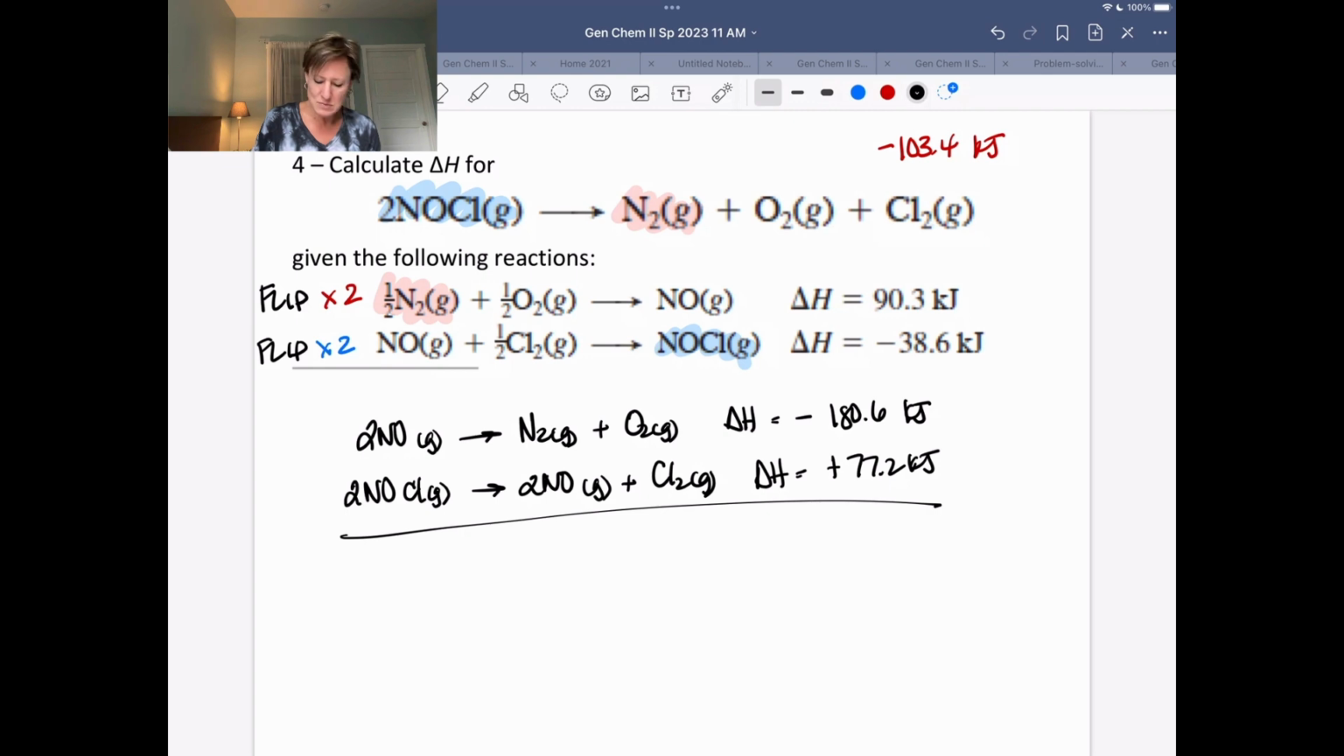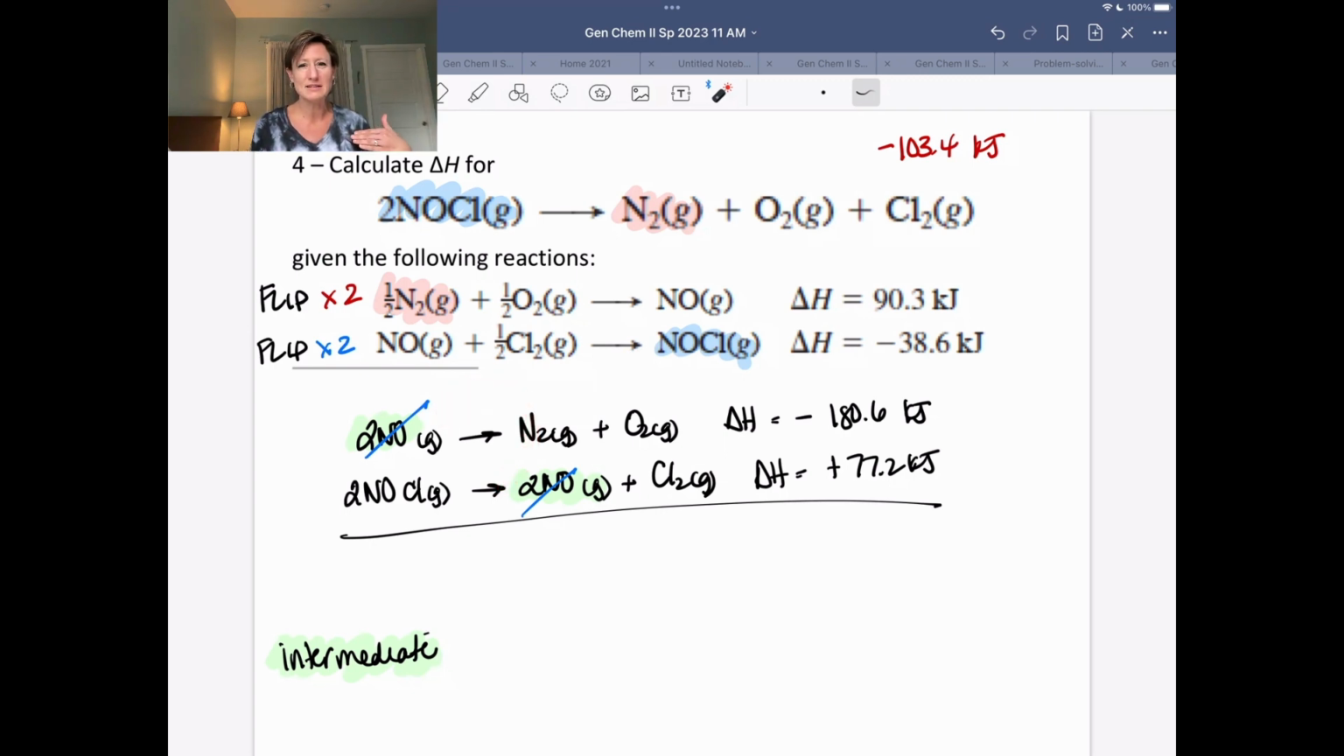Okay, I'm going to sum these up. I can see that there is something that cancels here. I've got 2 NO appearing as a reactant and as a product, so this is going to cancel out. And just to introduce a term that we're going to see, this is called an intermediate. So that NO gas is what we call an intermediate. It's a product of one reaction that becomes a reactant for another.